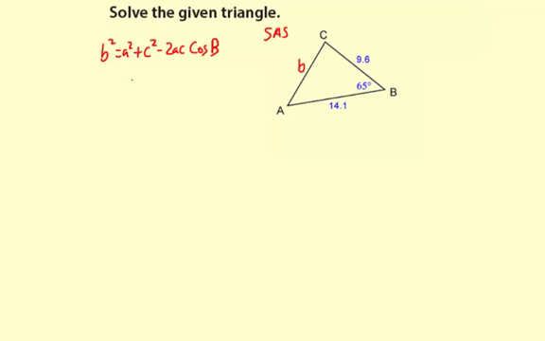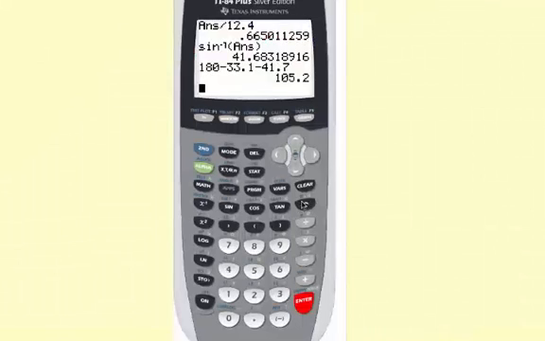So let's go ahead and substitute and solve here. b squared we don't know, but all the other information we should know. a squared is going to be 9.6 squared plus c squared, which is 14.1 squared, minus 2 times 9.6 times 14.1, and then times cosine of 65 degrees. Okay, so let's get the calculator and figure this out.